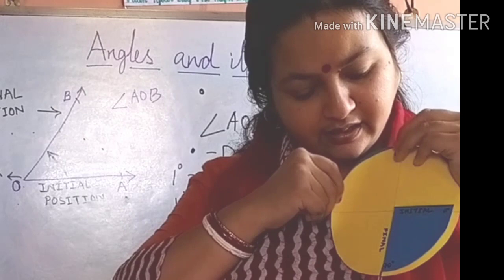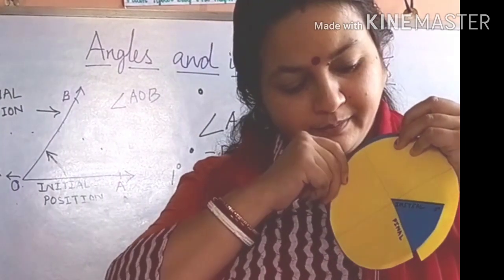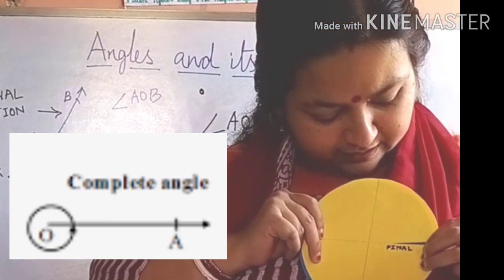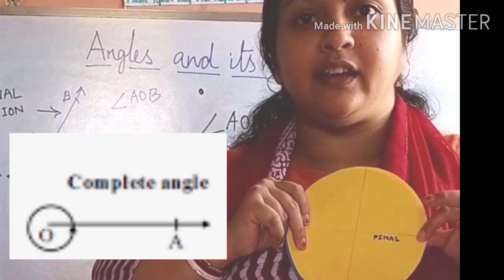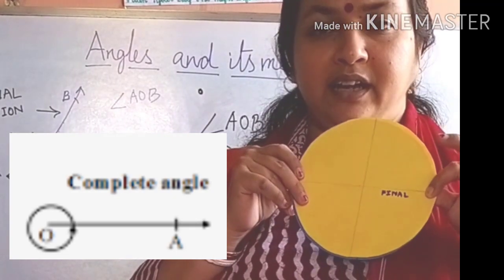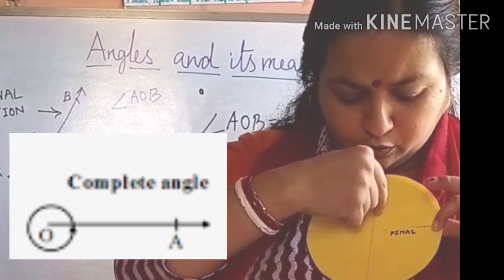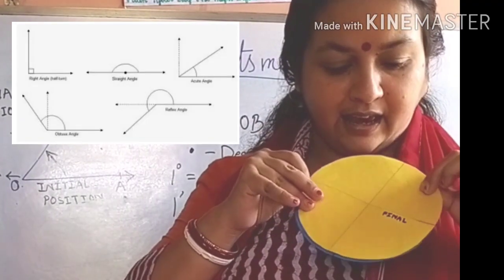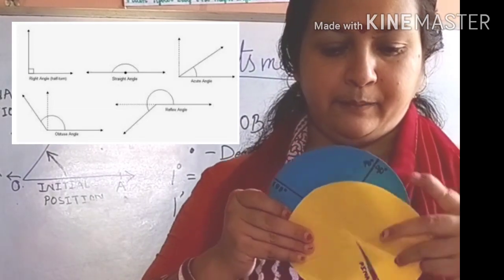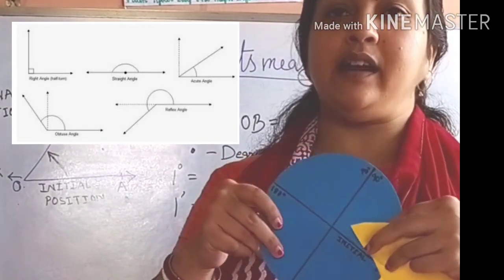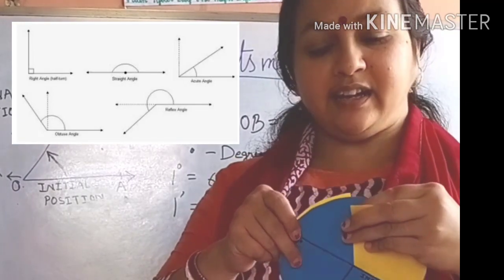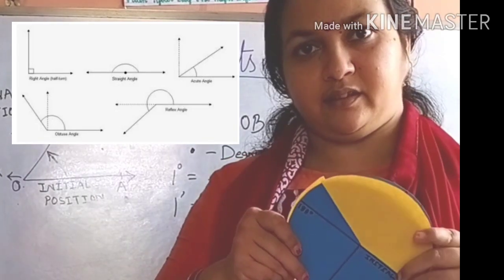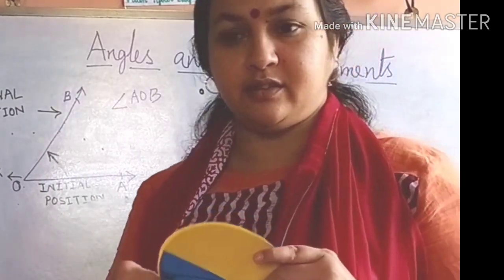This is also reflex angle. And when an angle makes a complete 360 degree like this, see, it's a whole circle, yellow circle. So this is a complete angle, when the measure of this whole angle is 360 degree. So what did we read? The first was acute angle. The second, right angle. Third one, obtuse angle, straight angle, reflex angle, and then comes the complete angle. Okay. Now please write down the definitions.